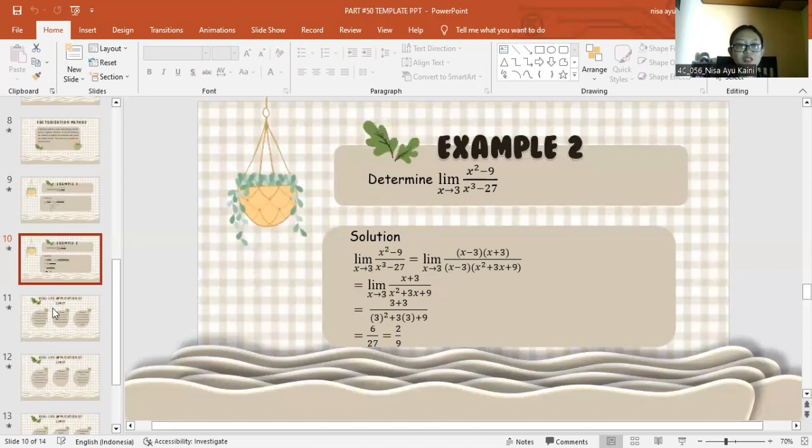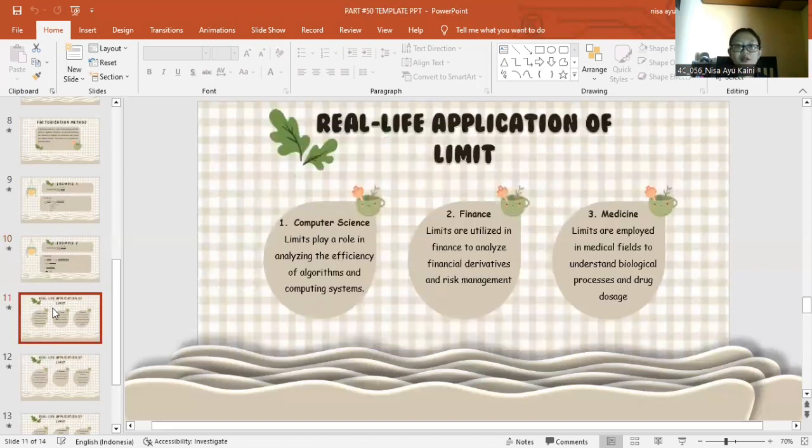Okay, students, the next material is about real-life applications of limits. The utilization of limits and functions in everyday life is diverse. Okay, number one, computer science. Limits play a role in analyzing the efficiency of algorithms and computing systems. The analysis of algorithm complexity often involves taking limits as the input size approaches infinity to determine the algorithm's runtime behavior. Limits are also used in tasks like image processing, optimization problems, and simulation modeling.